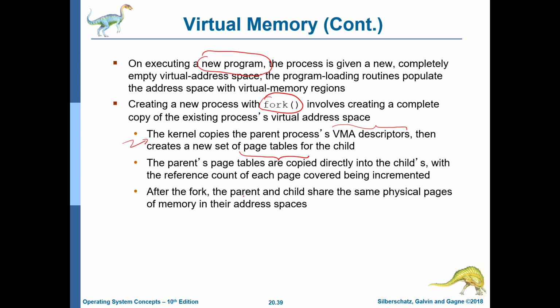After the fork, the parent and child share the same physical pages in their address spaces. That is exactly why we increment the reference count, because previously only the parent was referencing it. Now the parent and the child both reference it, right? And then, of course, there is a copy on write mechanism that if any process writes to the page, then a new copy is created and a separate mapping is also created in the page table.